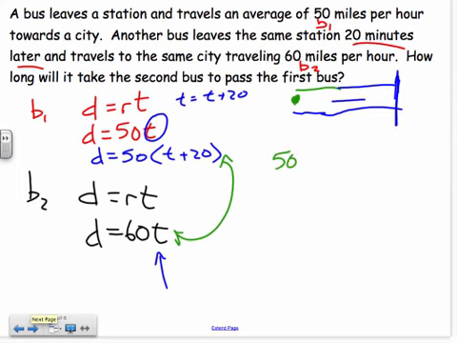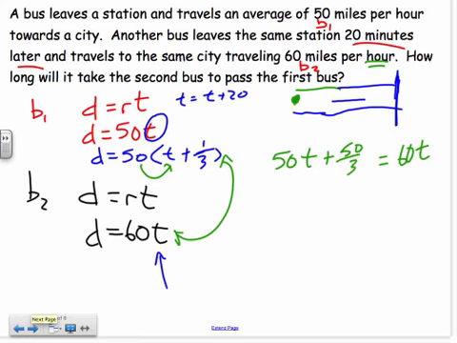So 50, I'm going to distribute here, 50 times t plus 50 times 20, equals 60t. Well, I screwed up already, didn't I? Because time right now is in hours, isn't it? So I can't add 20 here, because that's not 20 hours. So I've got to say plus 1/3, because 20 minutes is 1/3 of an hour, isn't it? 20 over 60 simplifies to 1/3. So that's going to change this right here. It's really going to be plus 50 over 3. There we go. That looks better.